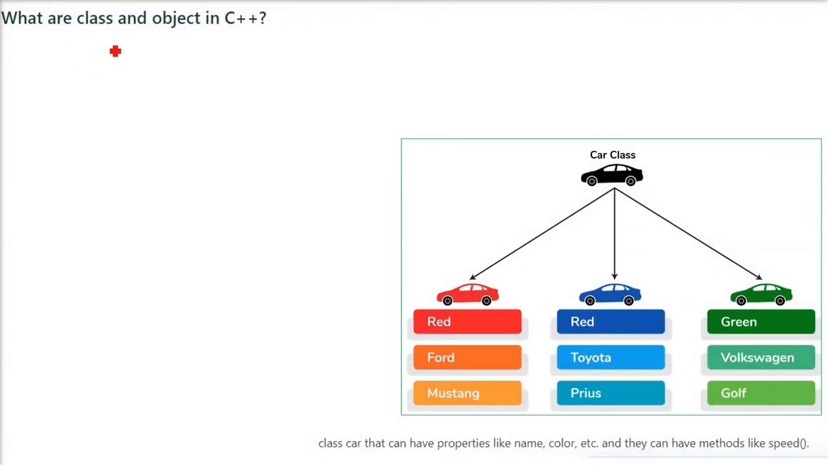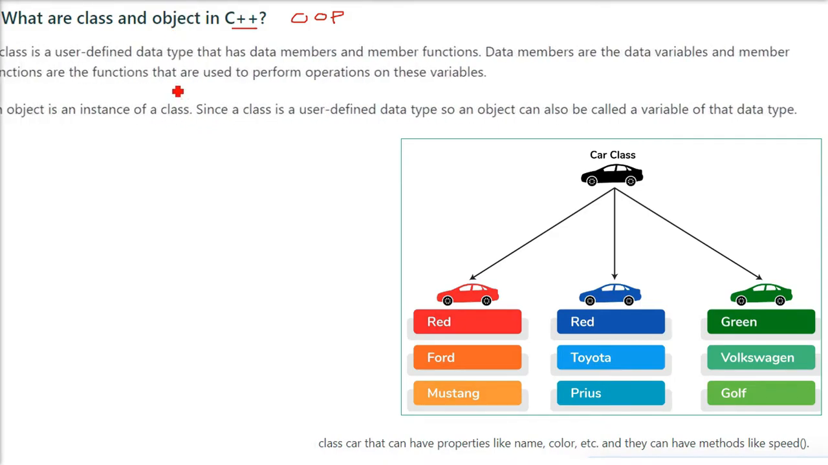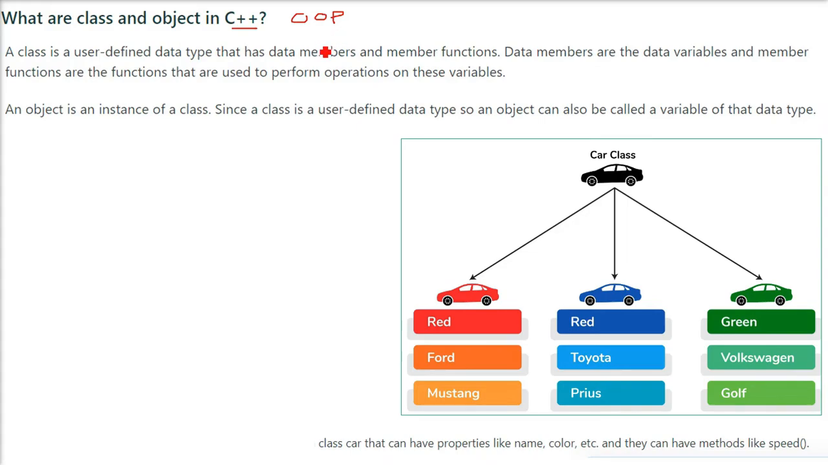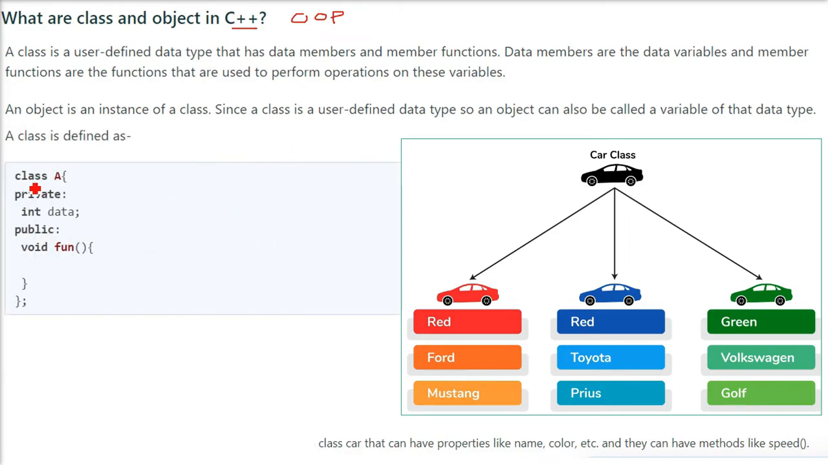What are class and object in C++? In C++, as we know, it is an object-oriented programming language. That is why we have the concept of object. In any OOPS or object-oriented programming language, there will be a class and everything will be based on objects. Let me show you the class.